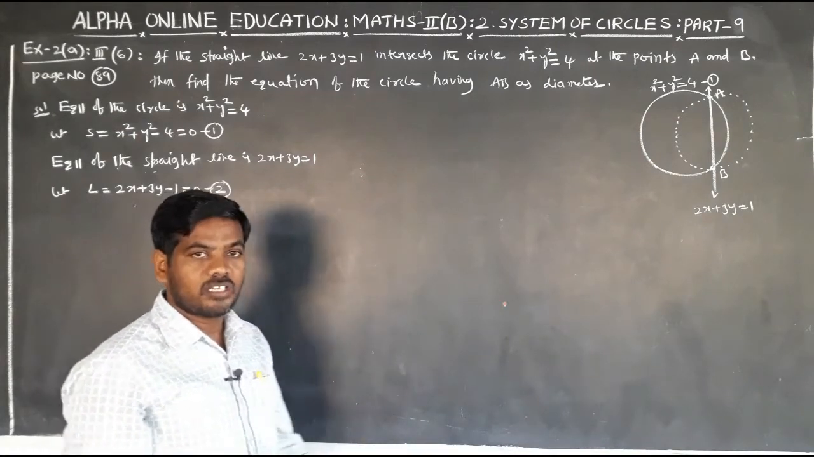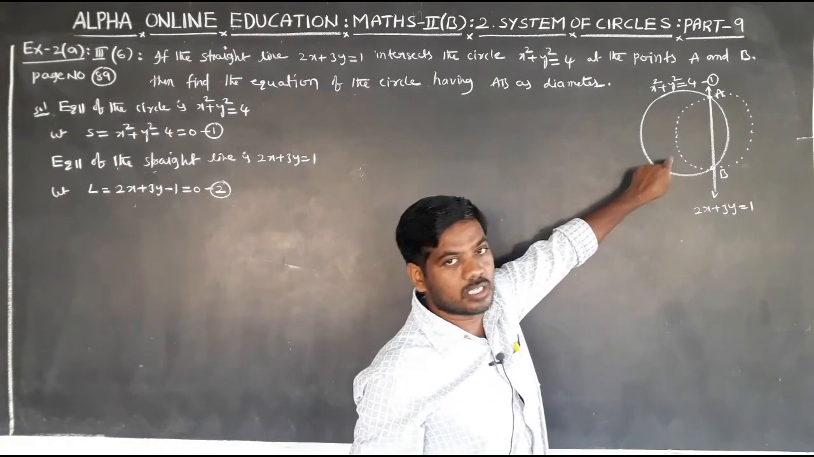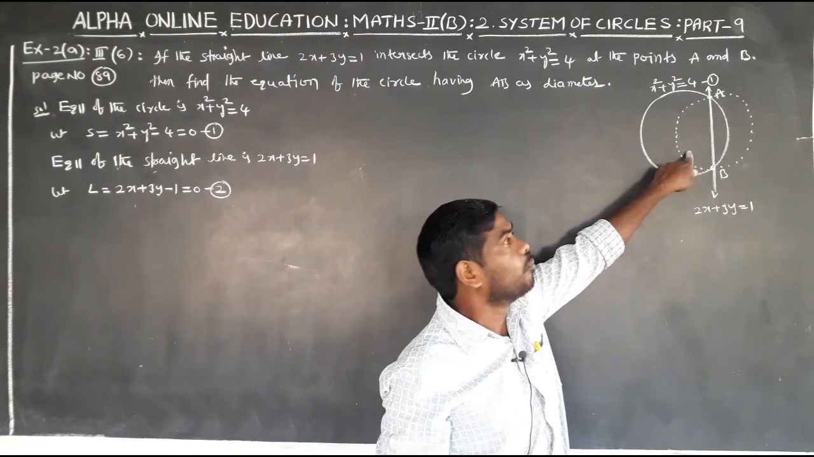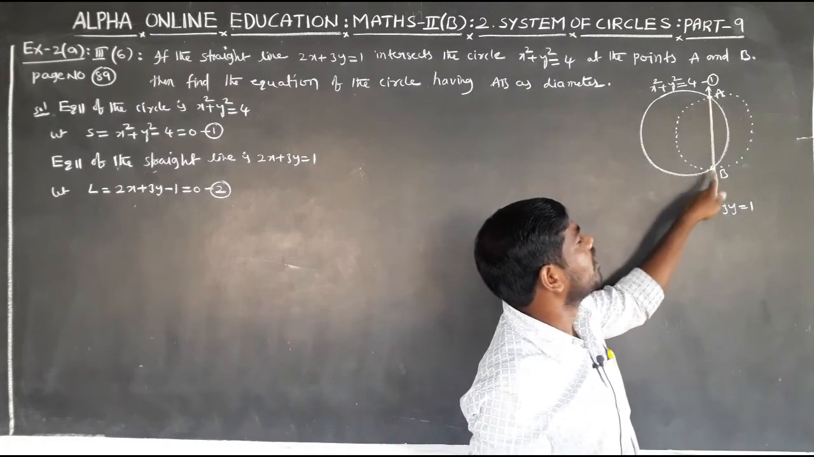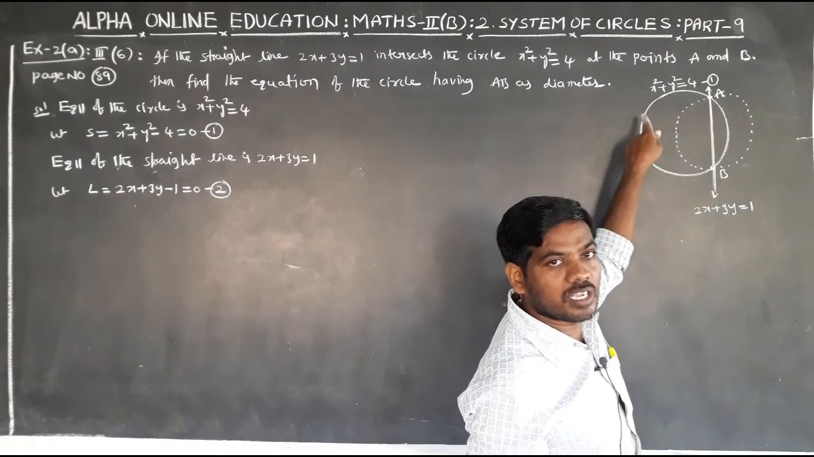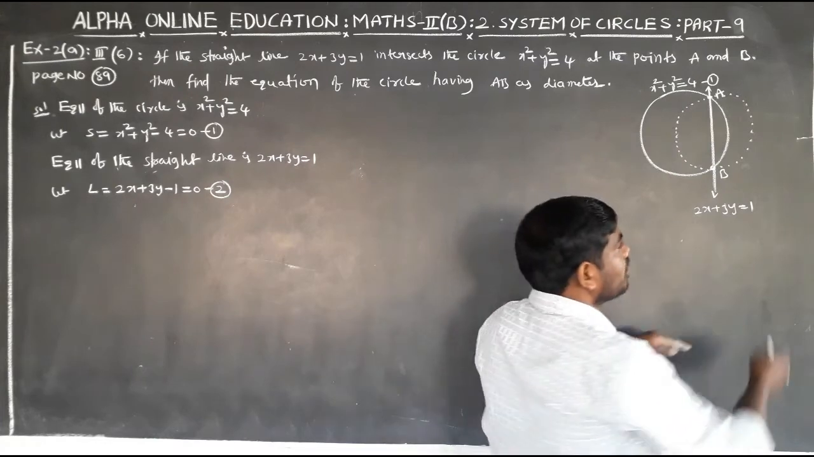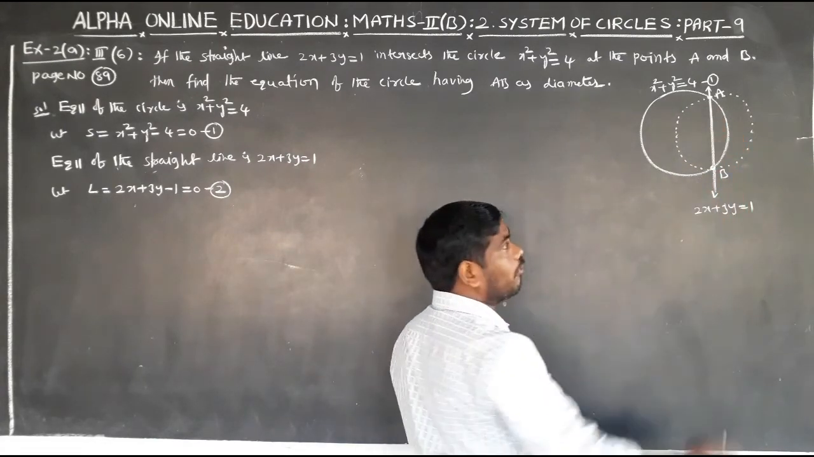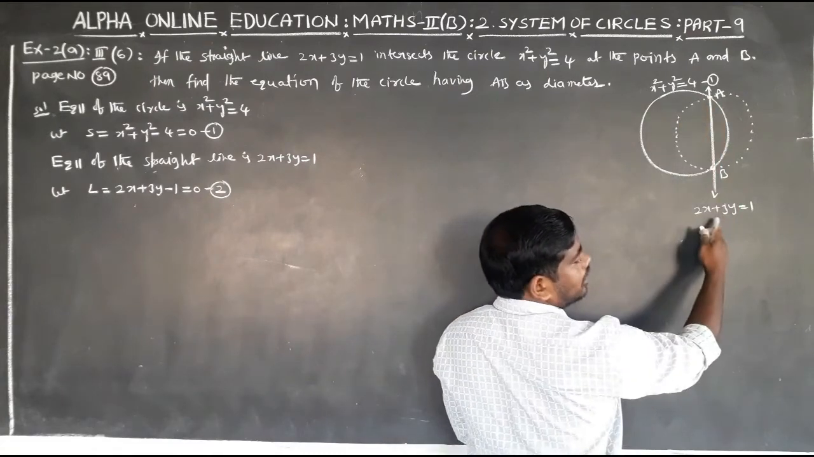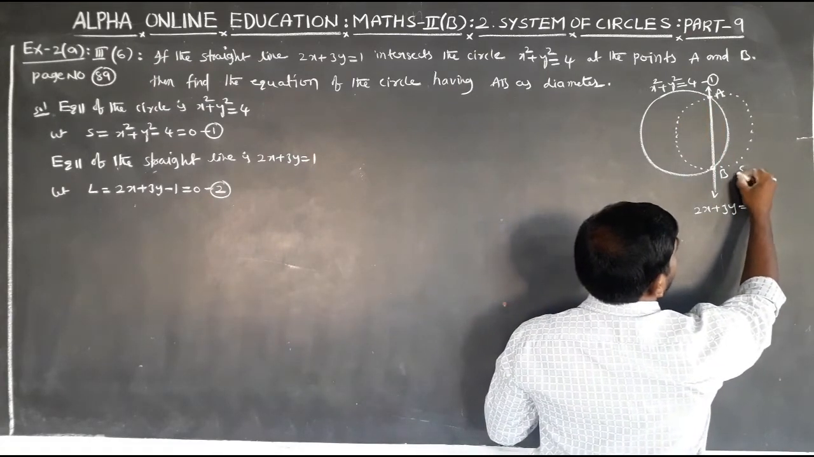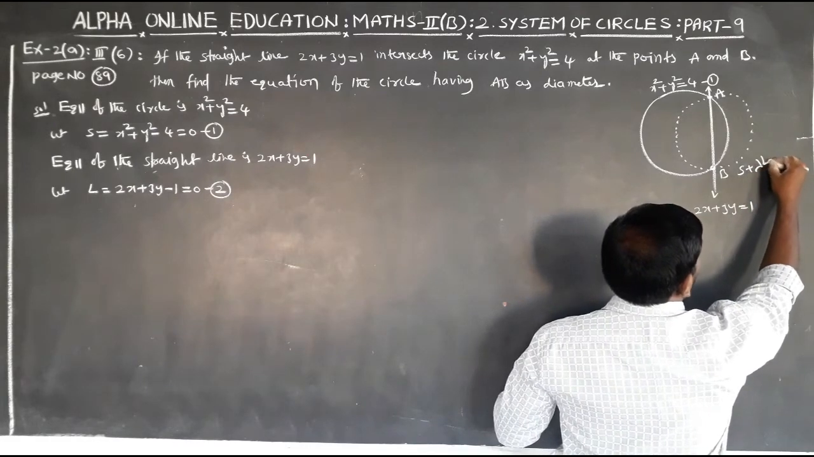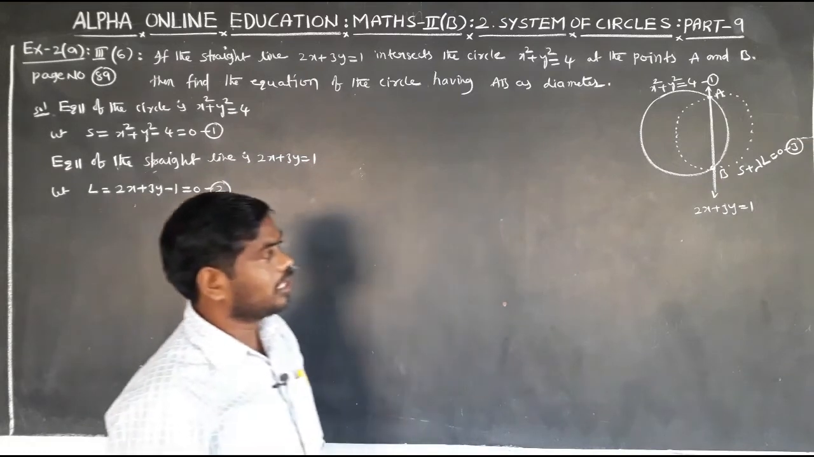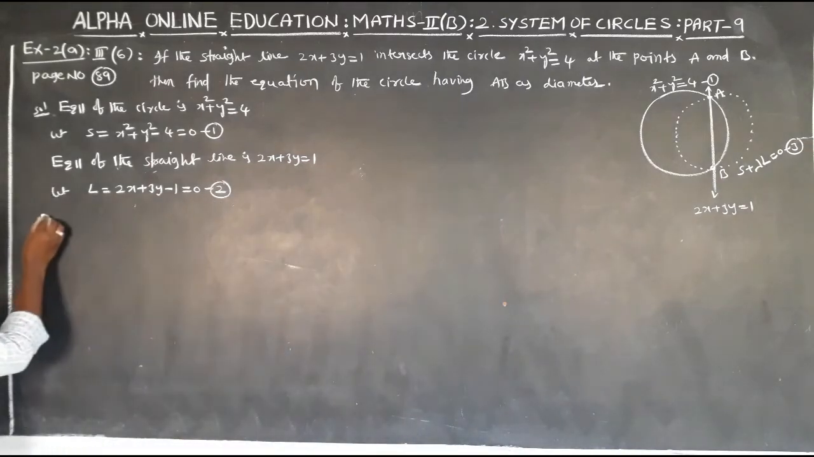Here, find the equation of the required circle. The required circle is passing through the points of intersection of the circle and the line. The equation of the circle passing through the points of intersection of the circle and the line is S plus lambda L is equal to 0.